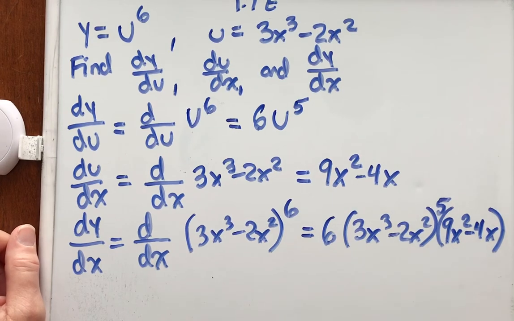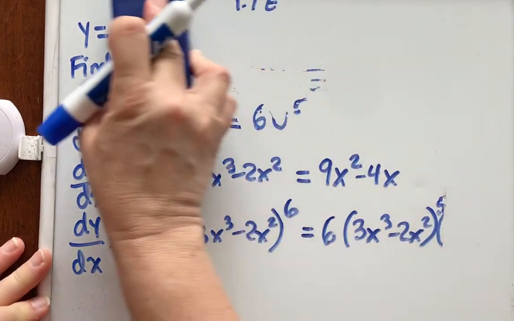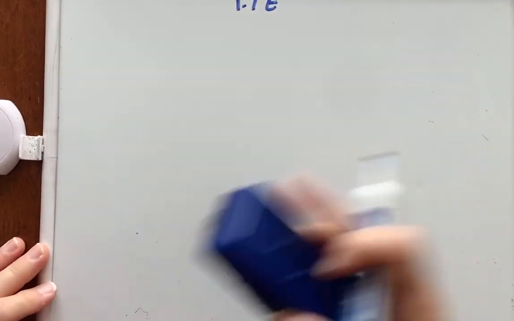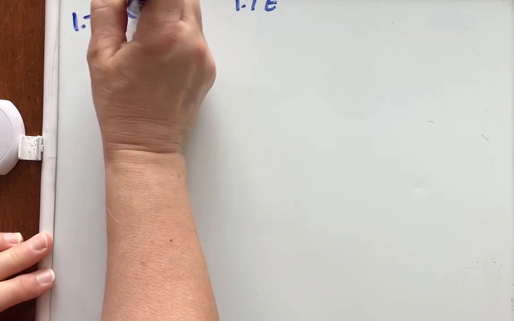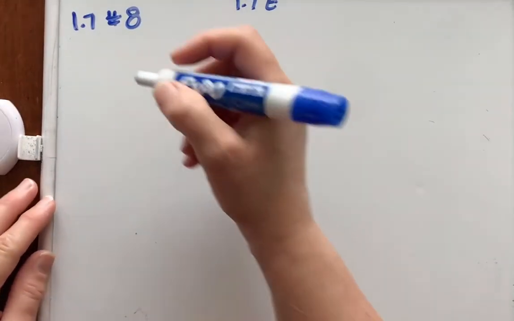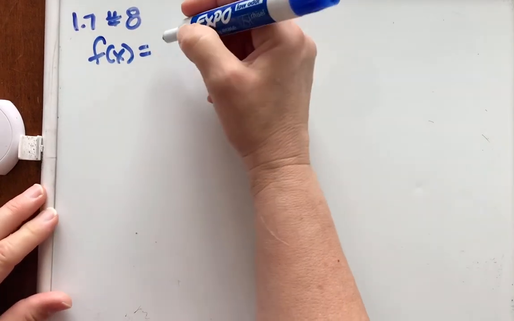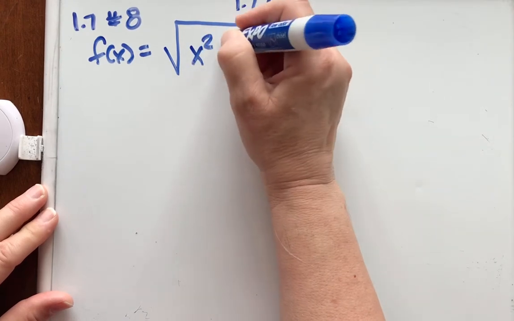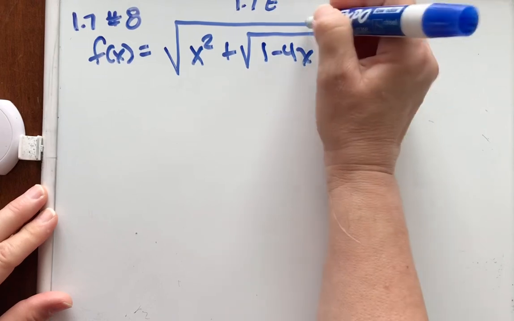Okay, so now let's go on with some problems in your homework. I'm going to give you a little hint on how to start. I believe this is 1.7, number 8. That's what I have in my notes. So the problem they give us is something like this: f of x equals the square root of x squared plus the square root of 1 minus 4x.